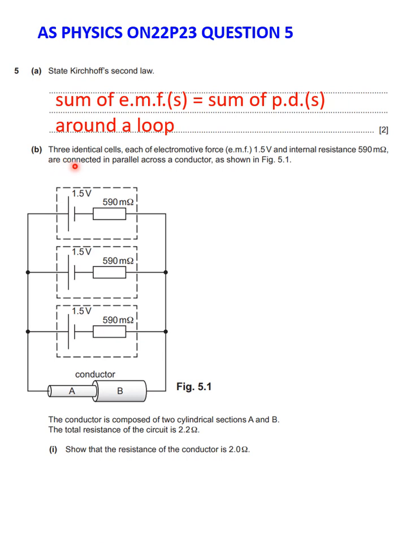Question B. Three identical cells, each of electromotive force EMF 1.5 volts and internal resistance 590 milliohms, are connected in parallel across a conductor, as shown in this picture. The conductor is composed of two cylindrical sections, A and B. The total resistance of the circuit is 2.2 ohms. Show that the resistance of this conductor is 2 ohms.